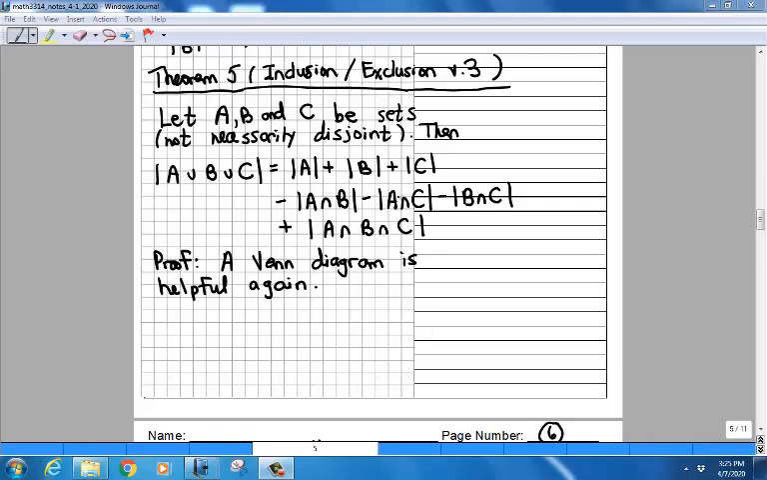Okay, so you already get a feel for how the terminology inclusion, exclusion arose, right? We're going to include the cardinalities of the three sets. When we're counting the cardinality of the union, we're going to include the cardinalities of the individual sets, and then we subtract off, right?